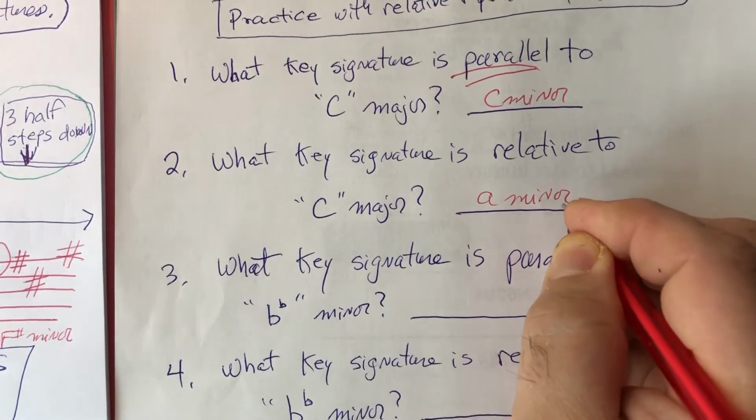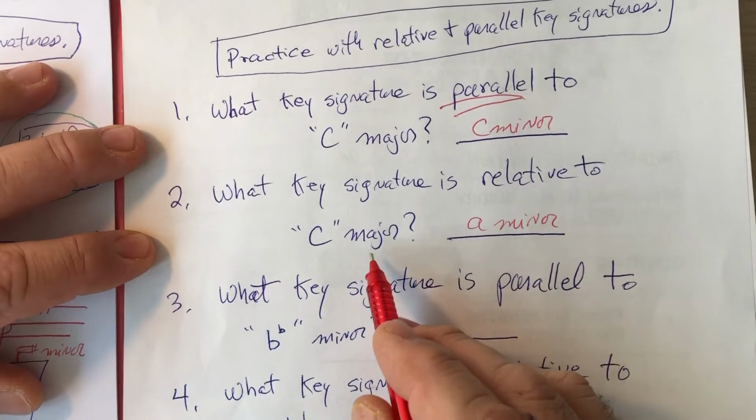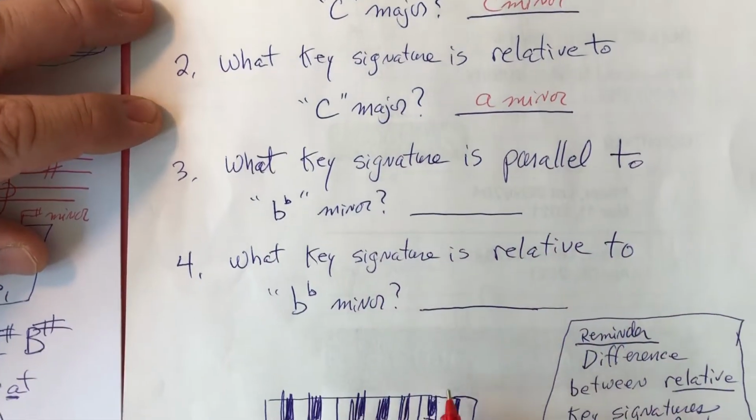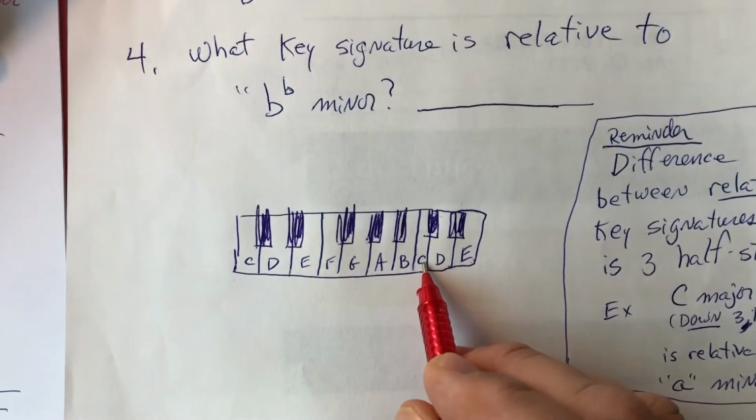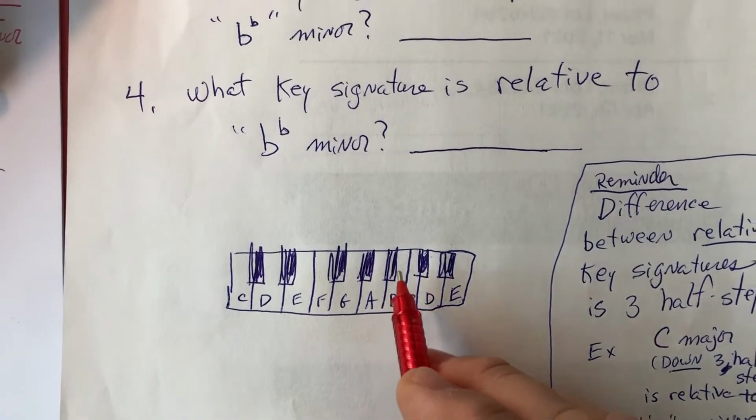If you insist on using rules, the difference is 3 half steps. From major to figure out its relative minor, here's a keyboard image, you need to move down 3 half steps. 1, 2, 3. Okay, but that's much trickier.